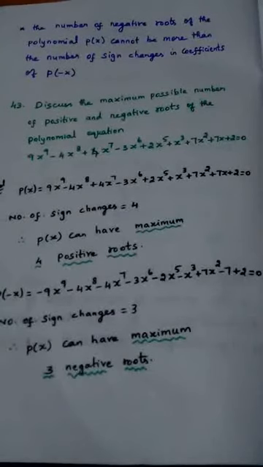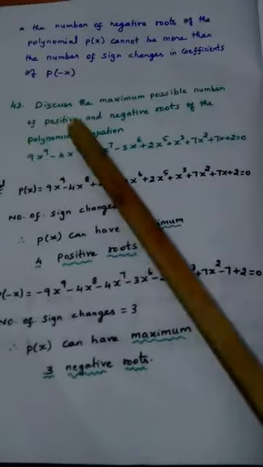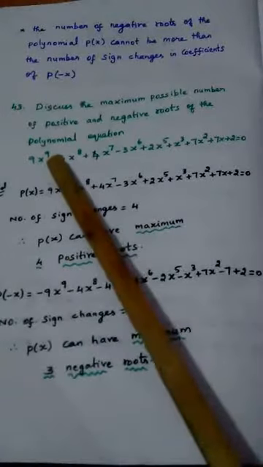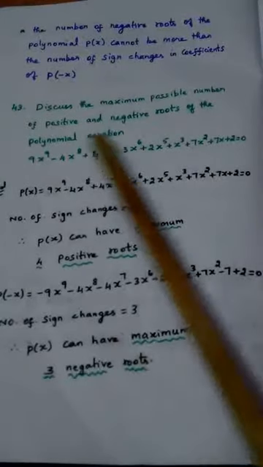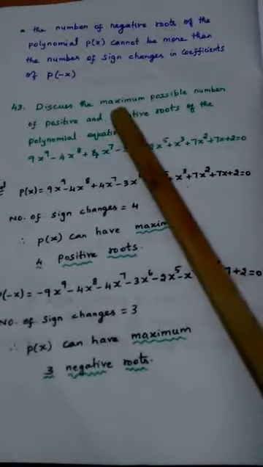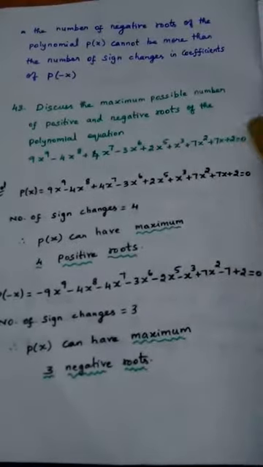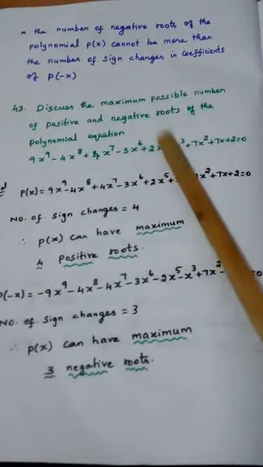Problem number 43. Discuss the maximum possible number of positive and negative roots of the polynomial equation. One big equation is given. I think the powers are 9, 8, 7, 6, 5. So, a ninth degree equation was given, and they are asking us to calculate the maximum possible number of positive and negative roots. How many positive roots will this equation have and how many maximum negative roots will it have?